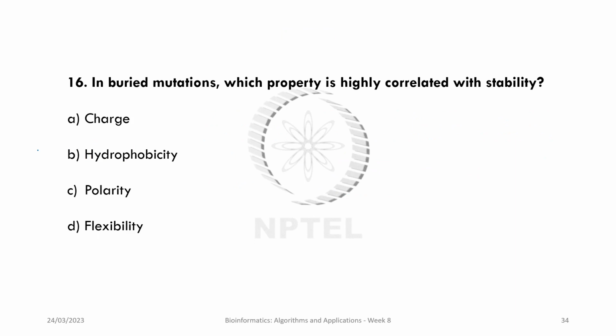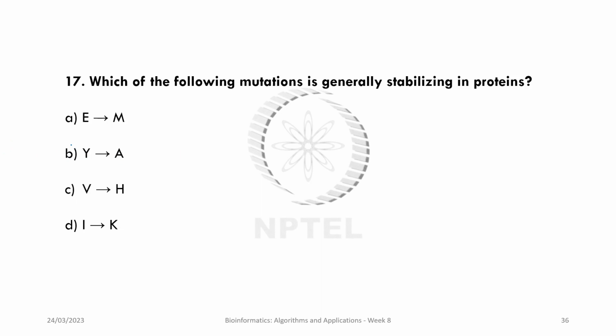Question 16. In buried mutations, which property is highly correlated with stability? If you have been at least listening to this session, you'll know the answer. Thank you, Vijayanta and Nagamani. I'm not going to explain this because it's already been done. So, question 17. Which of the following mutations is generally stabilizing in proteins? You can either sit and think about it, or I would advise you to use ProThermDB.